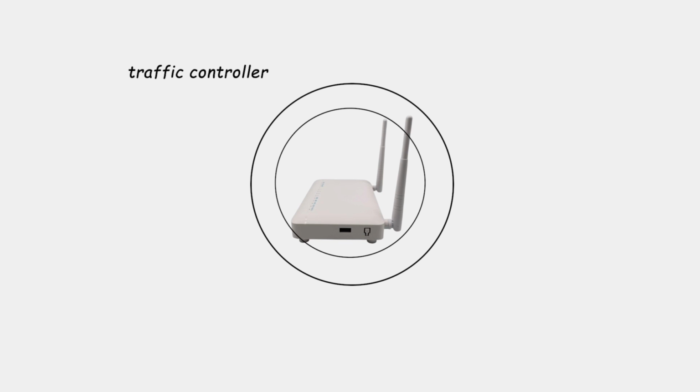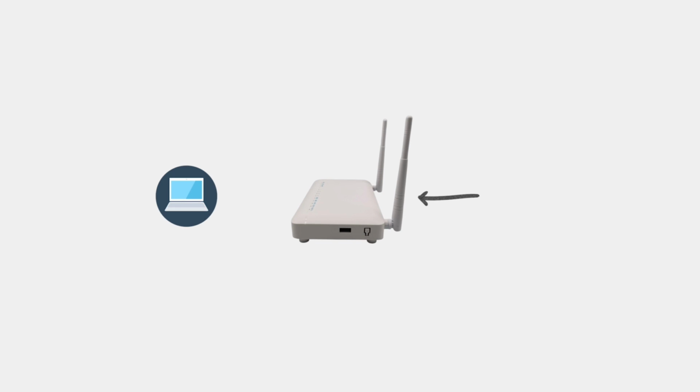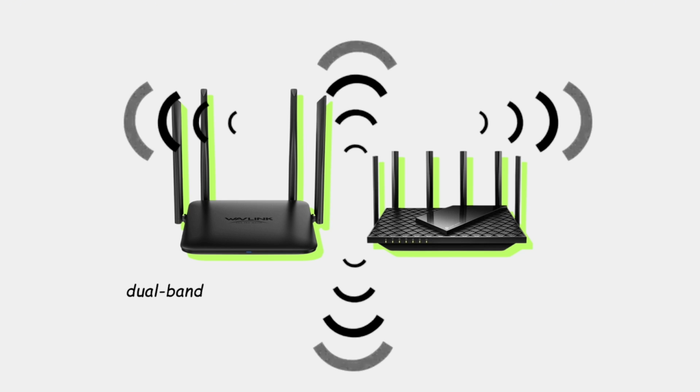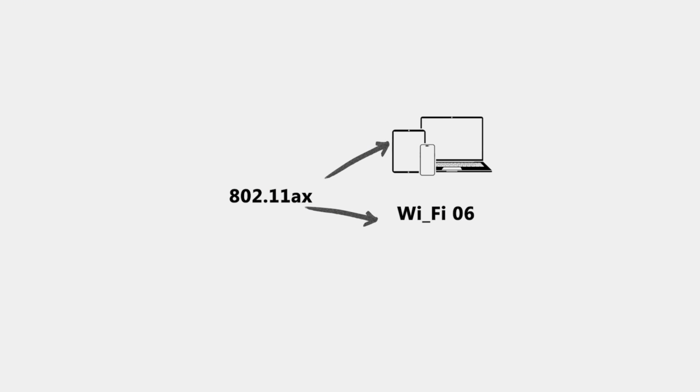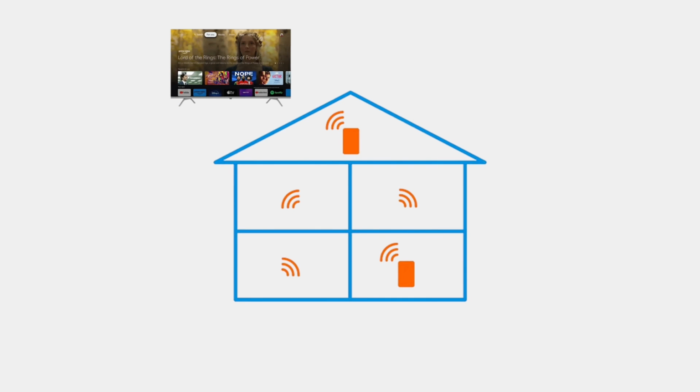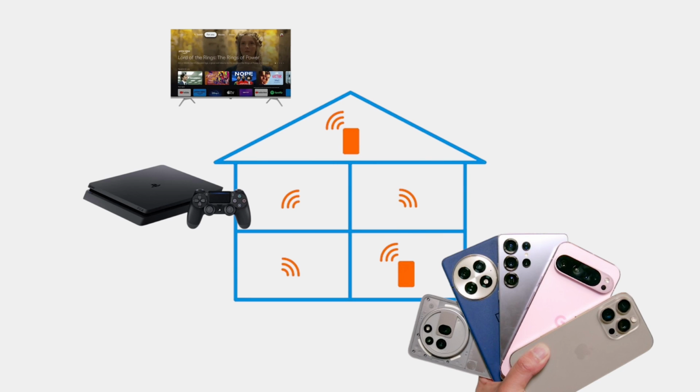That router acts like a traffic controller, directing data between your device and your internet service provider. Most modern routers also support dual-band or tri-band Wi-Fi. Wi-Fi standards are labeled by numbers like 802.11n, 802.11ac, and 802.11ax. The most recent version is called Wi-Fi 6, 802.11ax, which improves speed, range, and the ability to manage many devices at once, perfect for busy homes with smart TVs, game consoles, and smart home devices all connected.